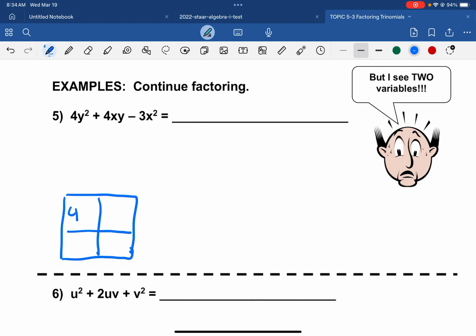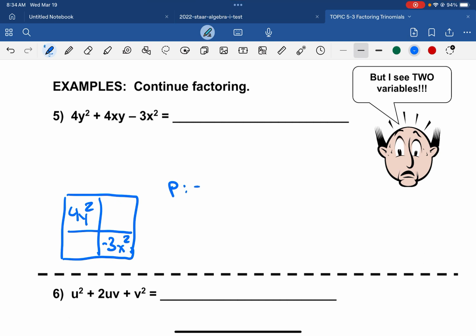Okay, so this would be 4y squared. This would be -3x squared. So we need a product of -12x squared y squared and a sum of 4xy. Okay, so we know they're going to have to add to be 4xy, so I'm going to ignore my variables for a second. All right, just look at the numbers. So I got -12 and 4. Product of -12, sum of 4.